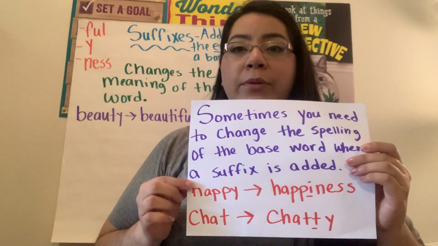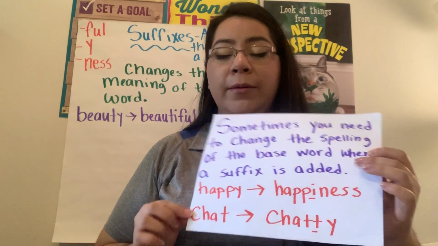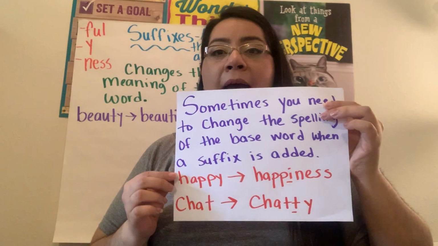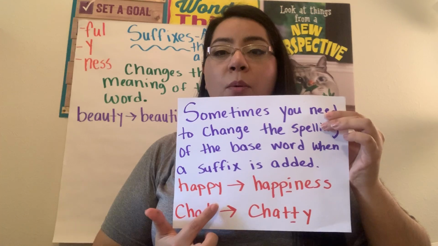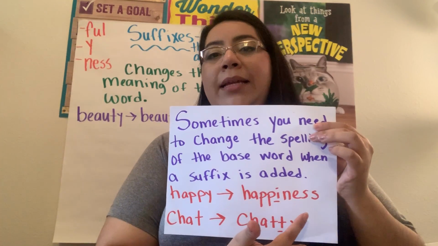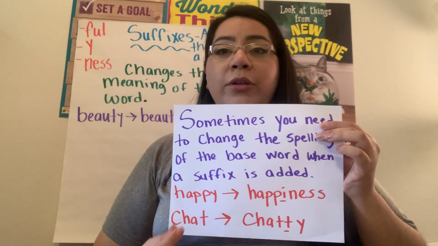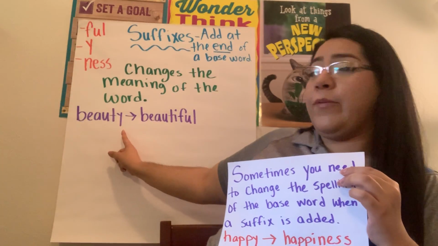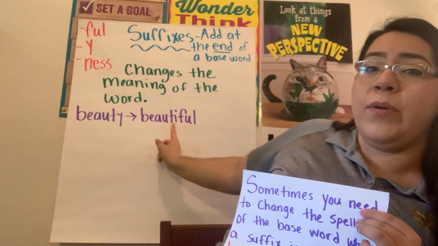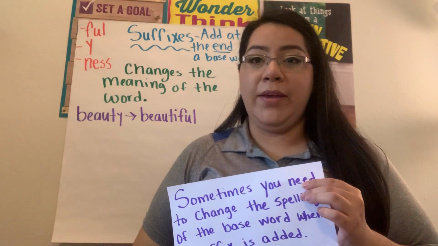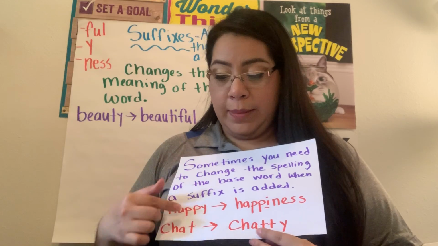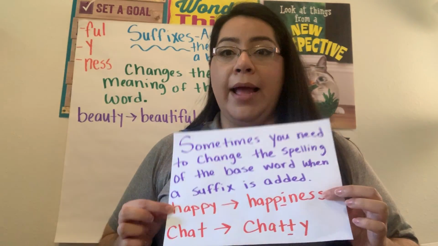Now, two examples are happy and chatty, or chat into chatty. Now, happy, it ends with a Y. We have to change that Y into an I and then add the ness, happiness. There's that spelling word. As you can see, this word right here ends in a Y as well. So we have to change that Y into an I and then add the suffix full, beautiful. Now, this can be that spelling rule.